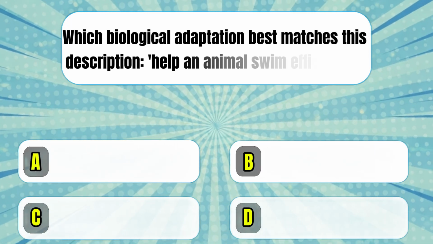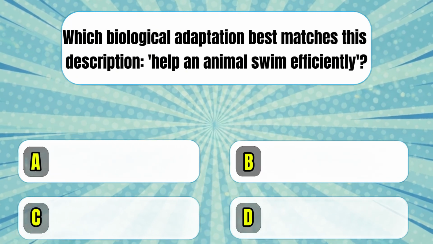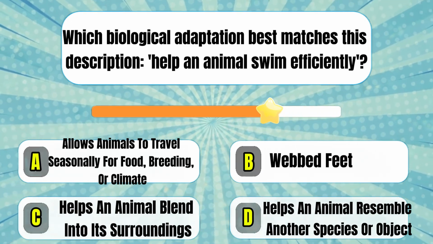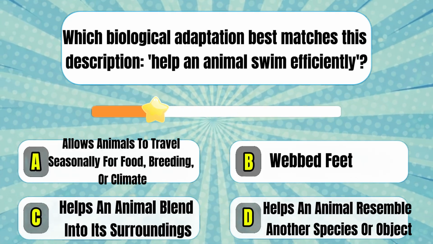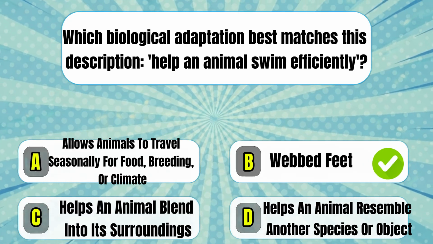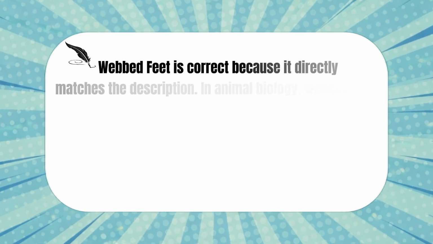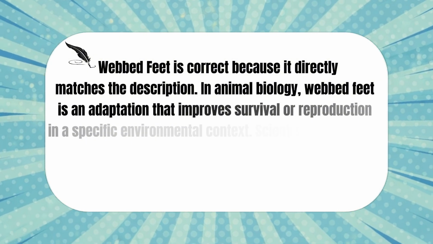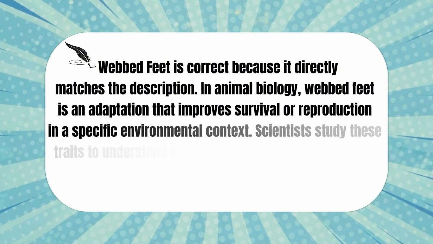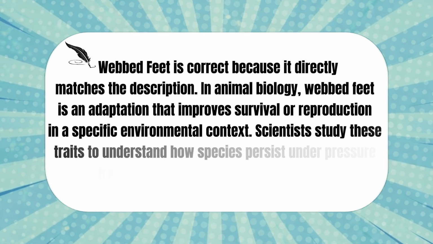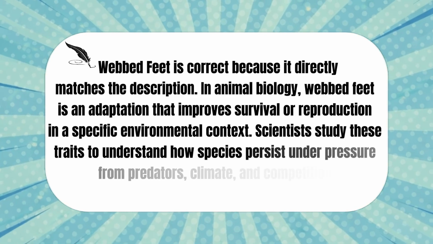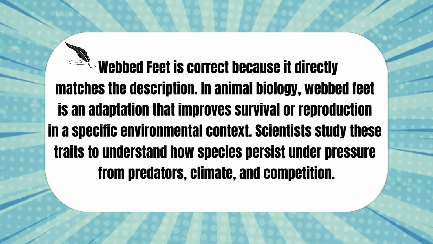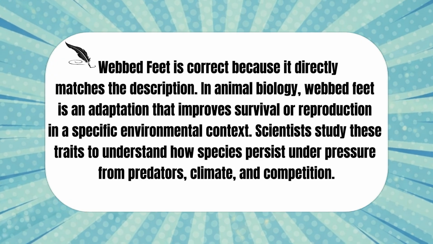Which biological adaptation best matches this description? Help an animal swim efficiently. Webbed feet is correct because it directly matches the description. In animal biology, webbed feet is an adaptation that improves survival or reproduction in a specific environmental context. Scientists study these traits to understand how species persist under pressure from predators, climate, and competition.